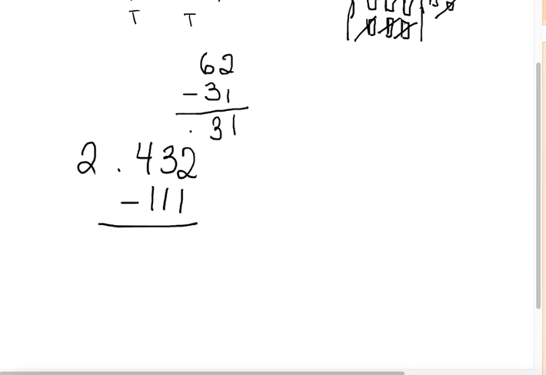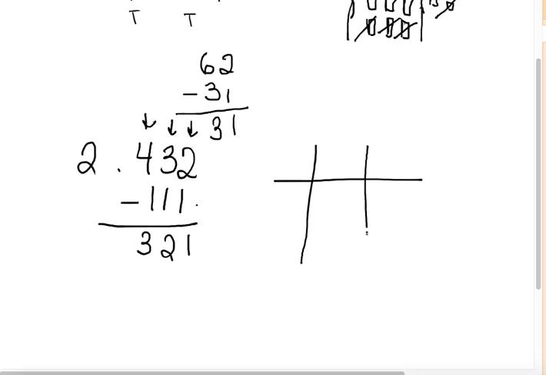So we said we line up our ones, our tens, and our hundreds, and we work from the ones column, starting to take away. So 2, take away 1 is 1. 3, take away 1 is 2. 4, take away 1 is 3. Now let's verify this with a visual representation.